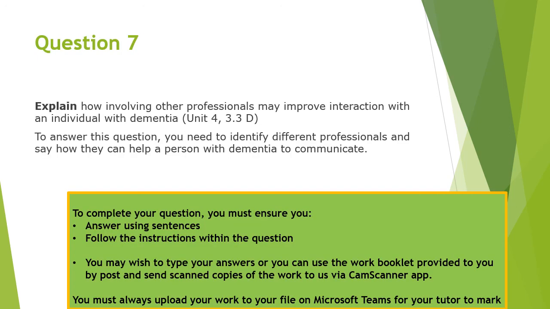And question number 7 is asking you to explain how involving other professionals may improve interaction with an individual with dementia. To answer this question, you need to identify different professionals and say how they can help a person with dementia to communicate. So think about the slide we just discussed and also do your own research for the professionals that can help an individual with dementia.